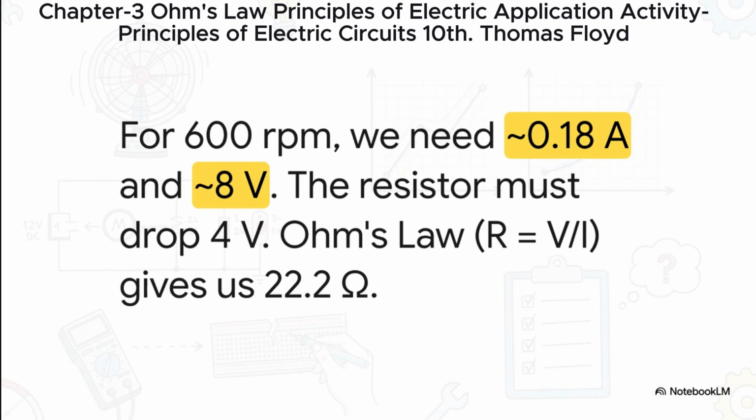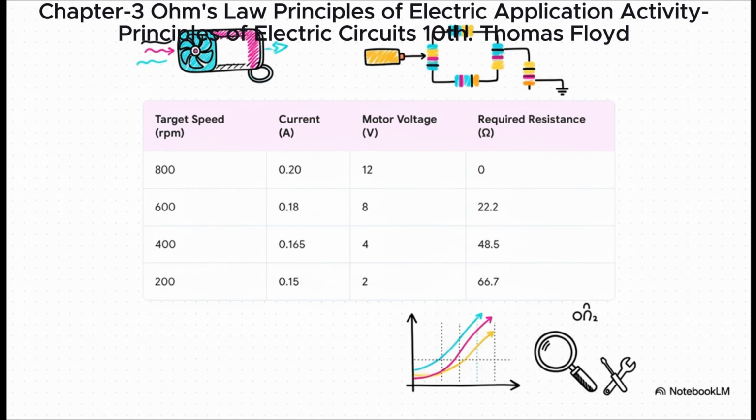Let's aim for 600 RPM. So, looking at that first graph, 600 RPM needs about 0.18 amps. Okay, now, at that same current, the second graph tells us the motor wants about 8 volts across it. But remember, our supply is 12 volts, so our resistor has to use up the extra 4 volts. Now it's just Ohm's law. Resistance is voltage divided by current. So 4 volts divided by 0.18 amps gives us 22.2 ohms. Boom! Done! And you just rinse and repeat.